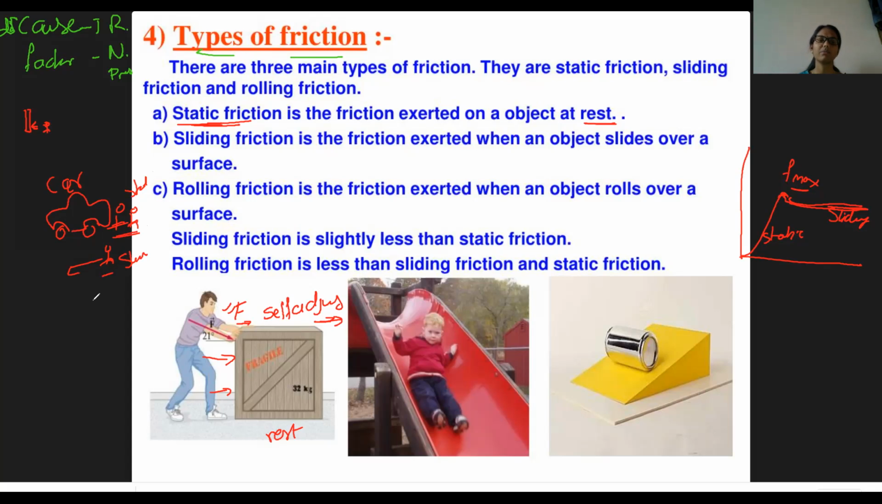Or else if you have a table or sofas in your home, try to push one. Three to four friends are required to push the table. Once it starts moving, one person is enough to push. So how is it? Let us see.